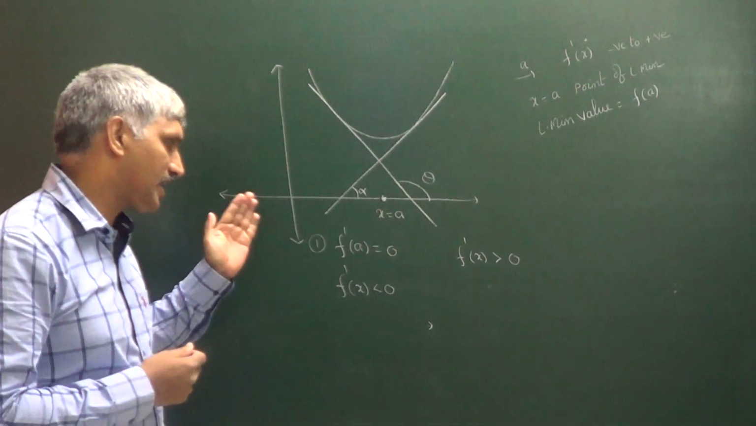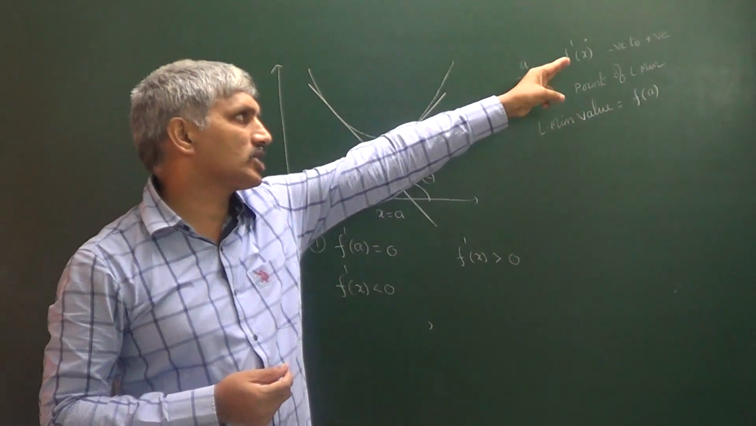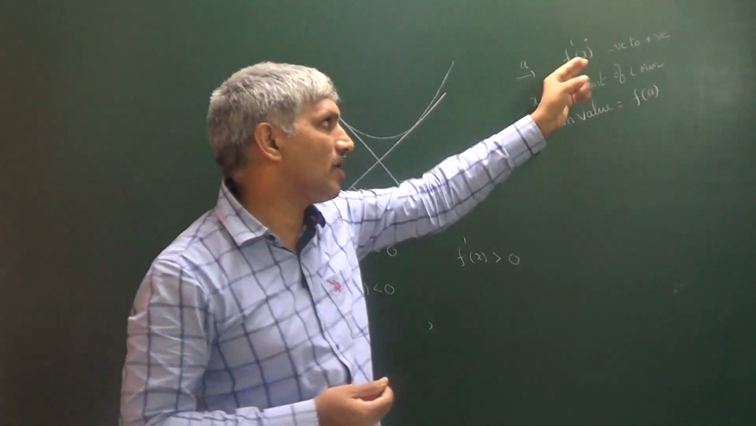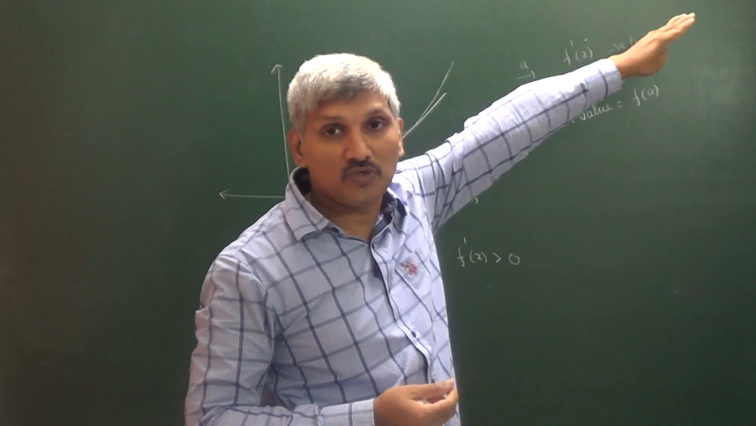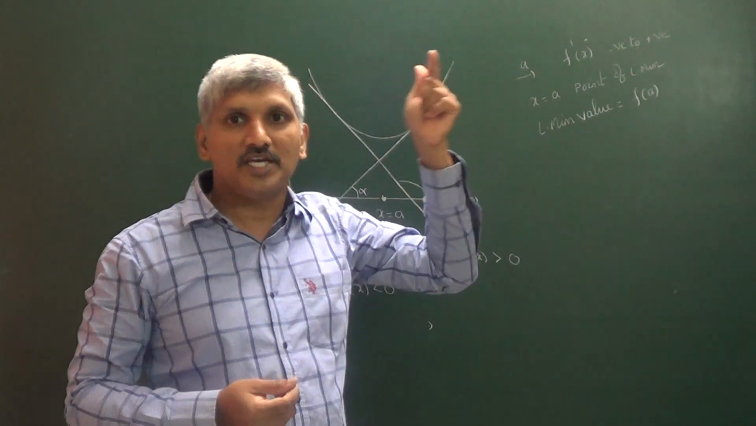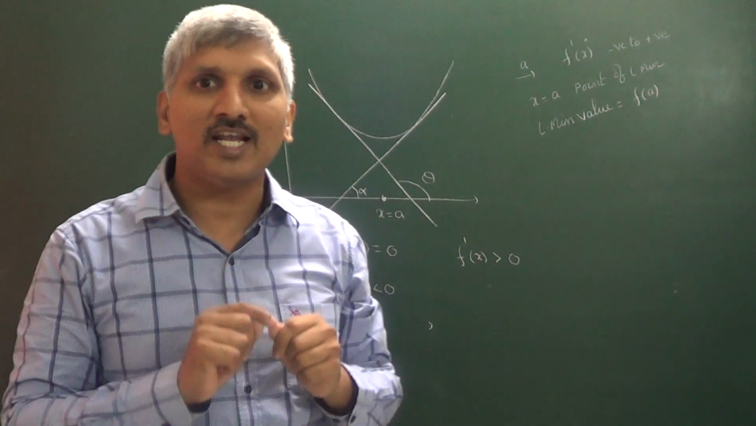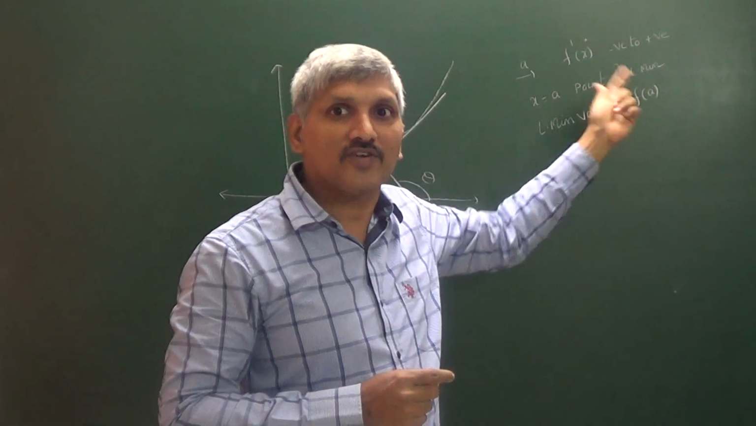Once again you can check, as x values are increasing through a, if f dash of x changes its sign from negative to positive, then x is equal to a is a point of local minima, and the local minimum value is equal to f of a.